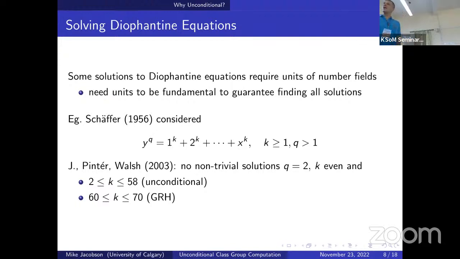And as you see here, for k up to 58, we were able to resolve this unconditionally, and it's precisely because up to that point, the discriminants were still small enough that I could do this verification unconditionally. Whereas to get up to 70, I couldn't. And I was stuck having those results being conditional on GRH. So another place for this.